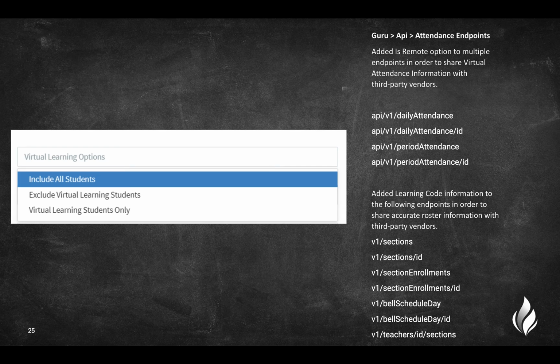Also, we've updated Guru API attendance endpoints. We added the is remote option to multiple endpoints in order to share virtual attendance information with third-party vendors. You see below the attendance endpoints that we updated. We also added learning code information to the following endpoints in order to share accurate roster information with third-party vendors, as you can see below.